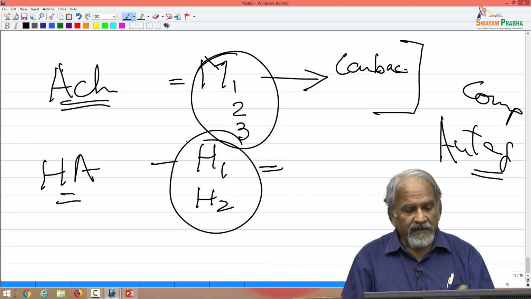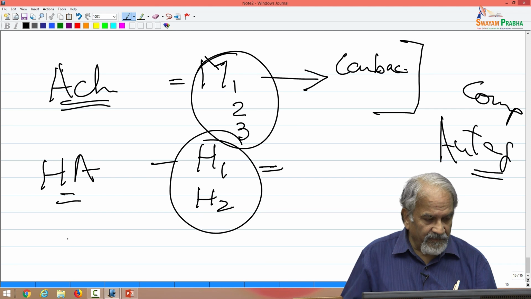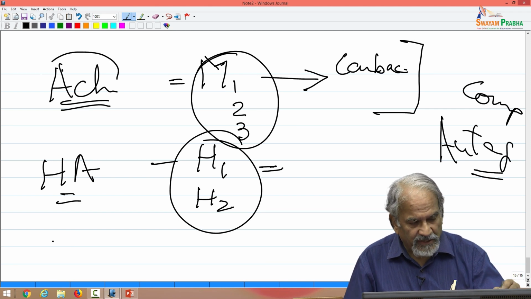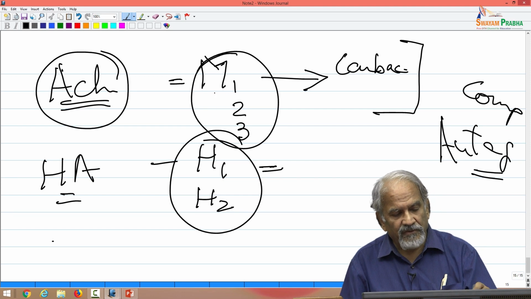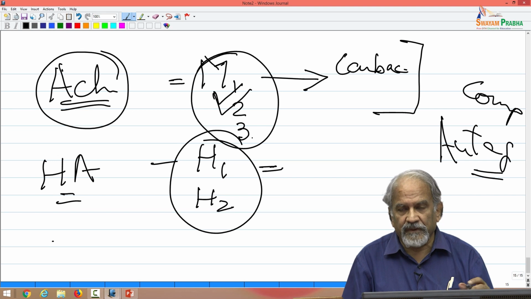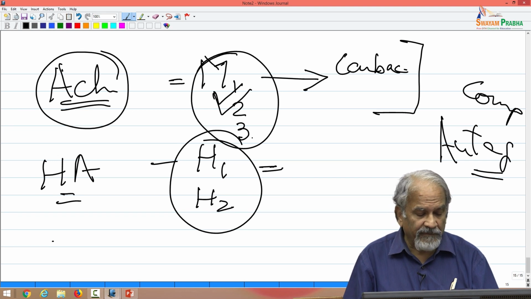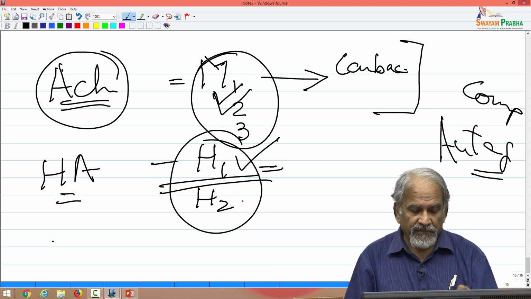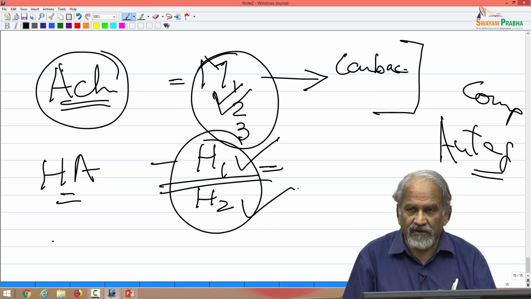And now, for the other drugs, if you say muscarinic receptors, the antagonists will be useful for different purposes. And if you want a blocker of histamine, you give an antagonist. If you want an H2 blocker, then you give an H2 receptor antagonist.